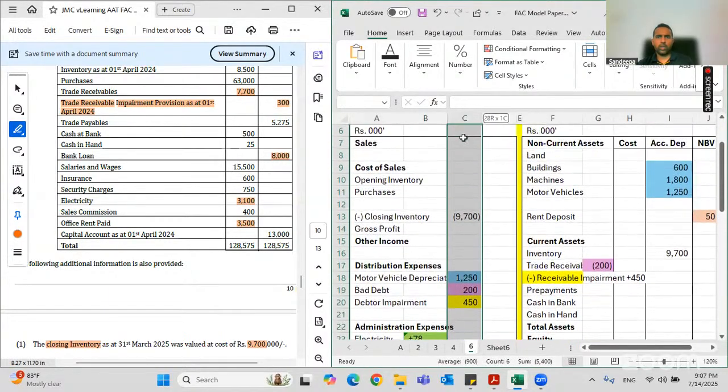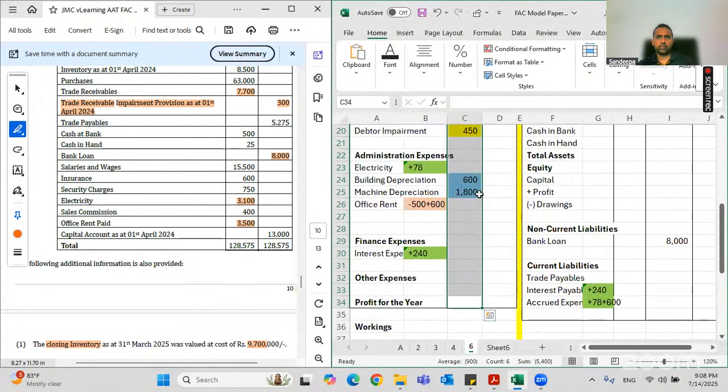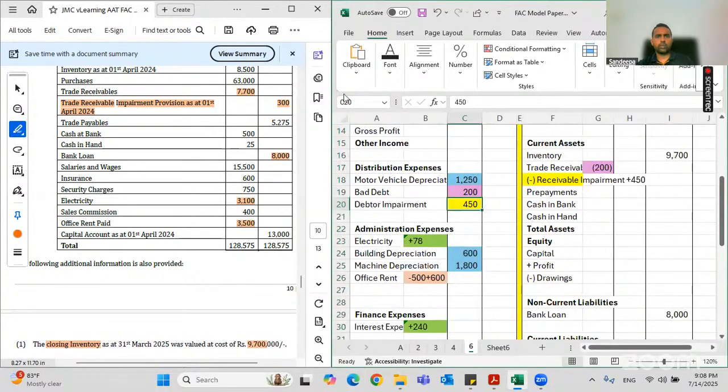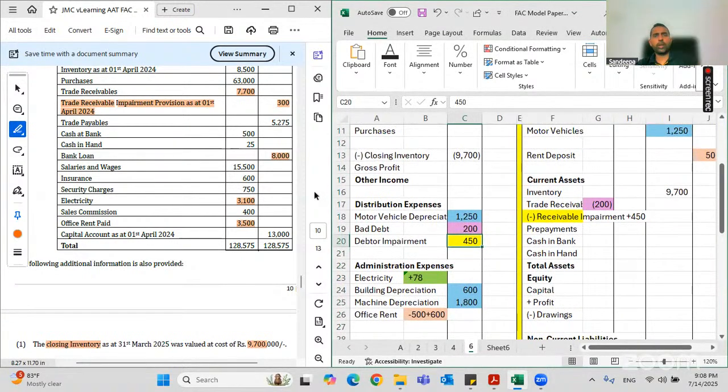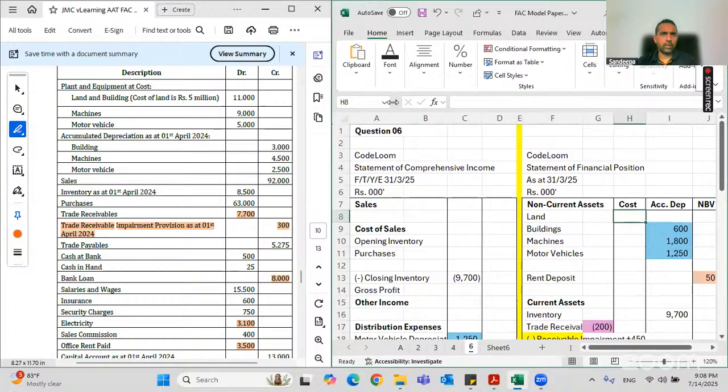Are we clear up to this point? Okay. Right. So we are done with it. Now we need to take the items in the trial balance. Land value is 5,000. Building 6,000. If you want, you can put it together. There's no issue. I just separate it for my convenience. Machine 9,000, motor vehicle 5,000.